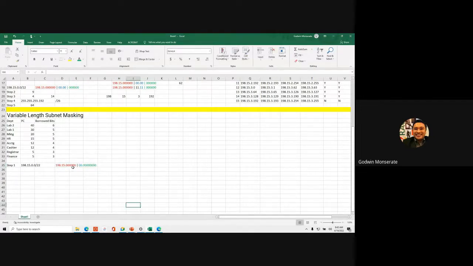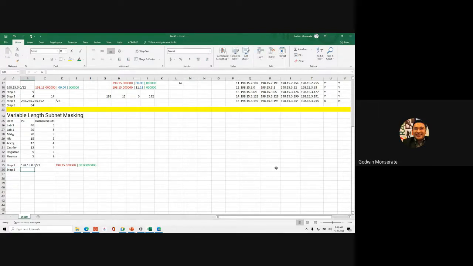Okay. So this is /22. Am I correct? So this is 8 and 8, 16, 17, 18, 19, 20, 21, 22. From there we mark the prefix of /22, and the 10 bits here are still allowable to be borrowed. Now, second step, we look at the borrowed bits for Lab number 2. So we are computing for the biggest number of hosts first.